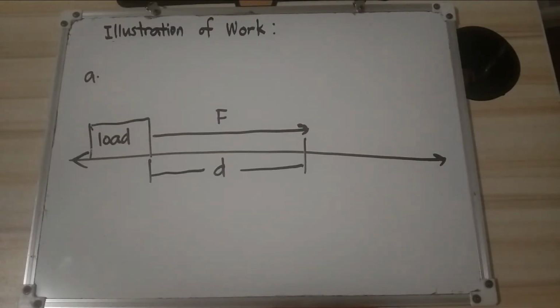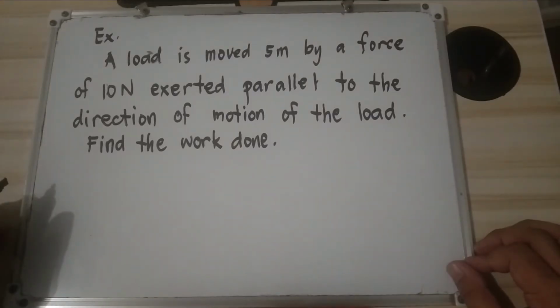Illustration of work. Letter A, work is done on a load by a force through a distance d. Example, a load is moved 5 meters by a force of 10 newtons exerted parallel to the direction of motion of the load. Find the work done.